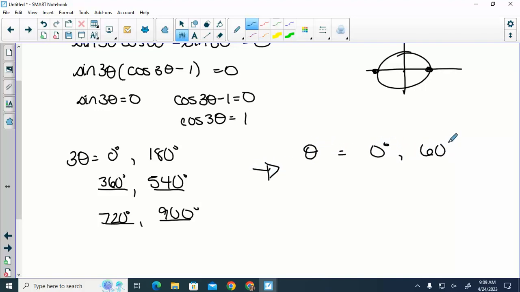0, 60, 120, let's see, 540 divided by 3 is 180, 240 and 300.